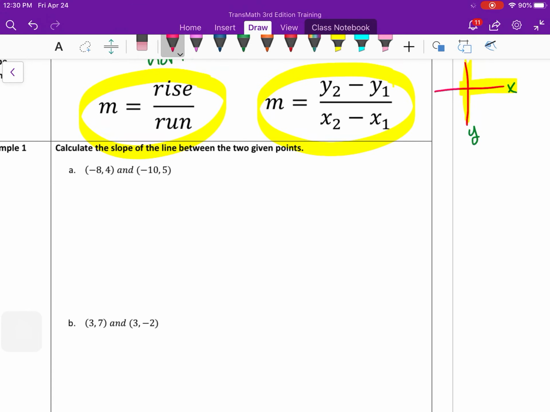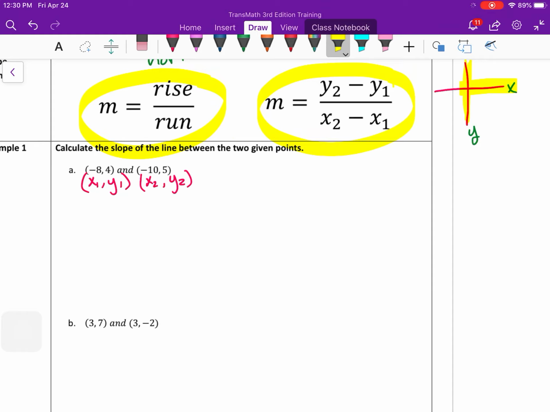So using this formula, -8, 4, that's going to be your first point. So that is your x1 and your y1. And then the other two numbers, -10, 5, that's your second point. So that is x2 and y2. So the little numbers just mean first point, second point.